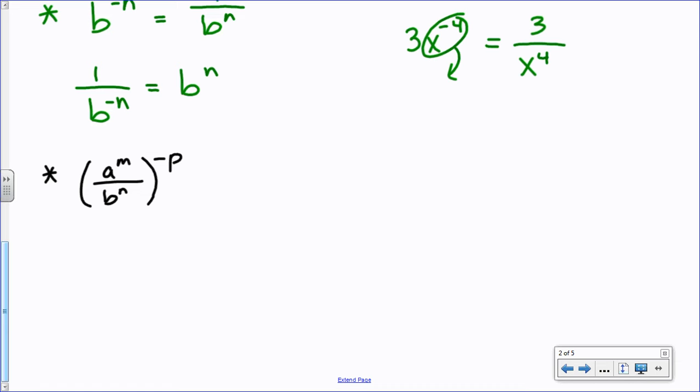Okay, so you still distribute. That's what I would do first. So you have negative NP over negative NP, because now it's a negative number. And when they're negative, they have to move. So the A moves to the bottom and the B moves to the top. And the exponents change to positive. Oh, sorry, that's A. Sorry about that. Okay, so the B moves to the top. And the A moves to the bottom.